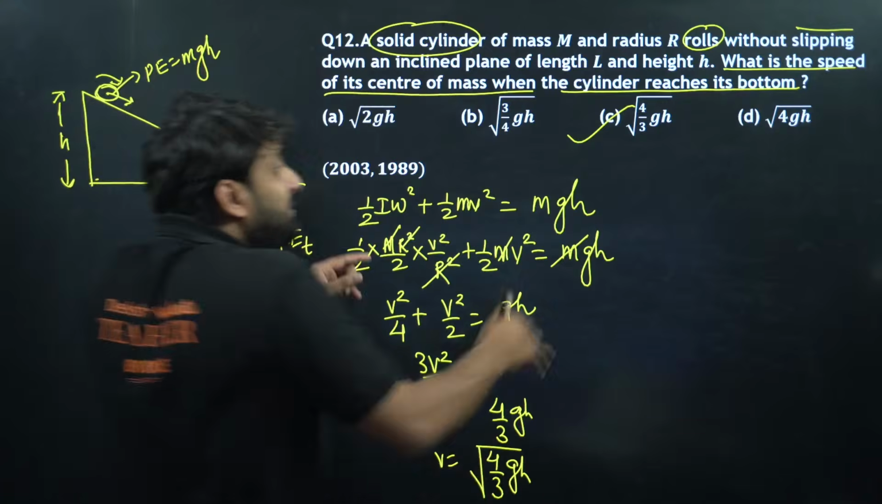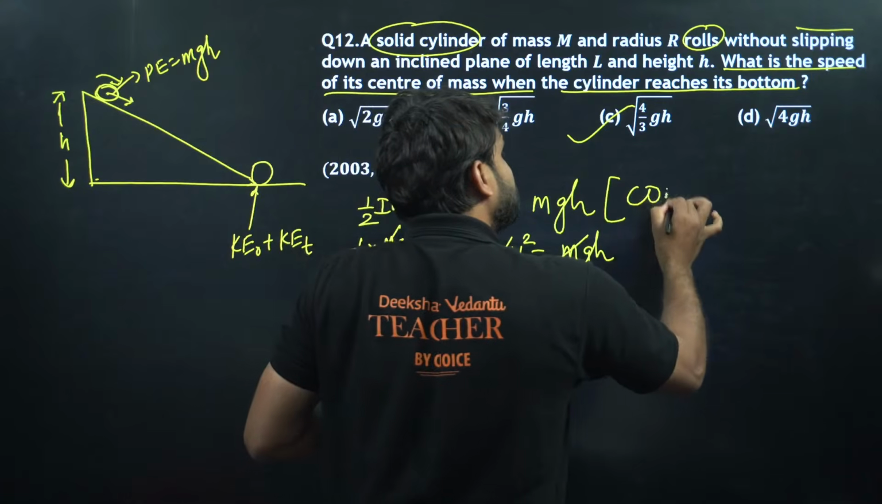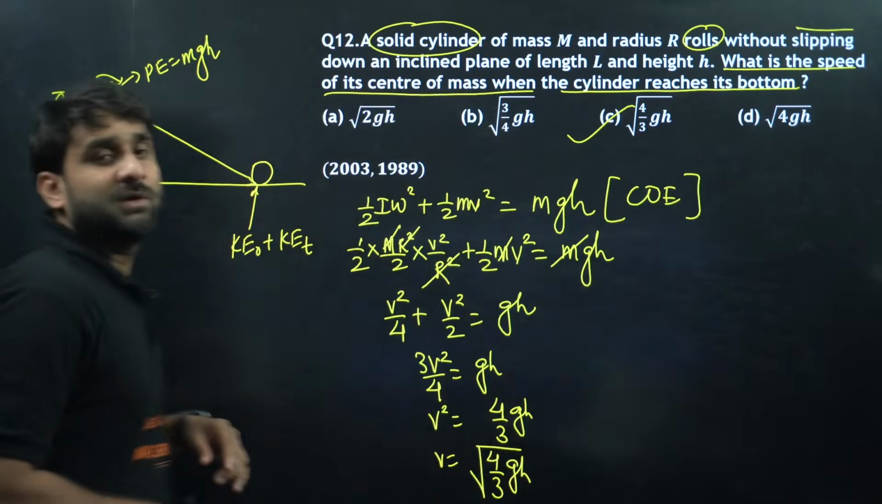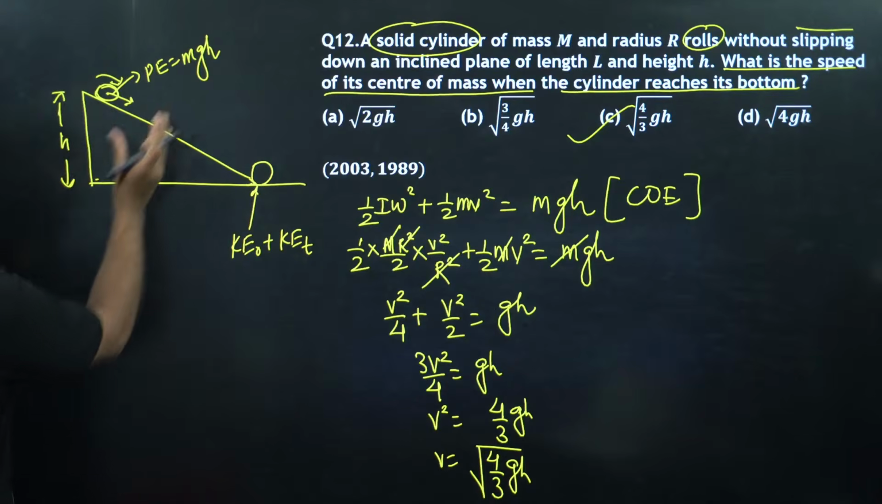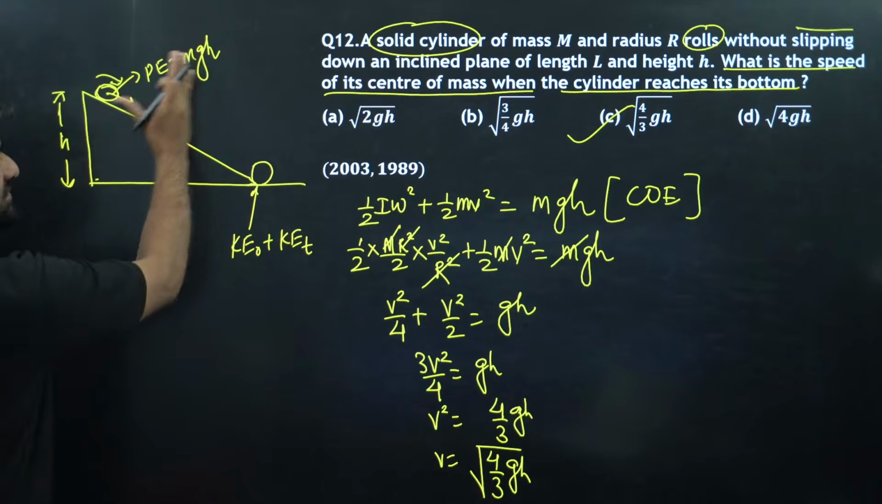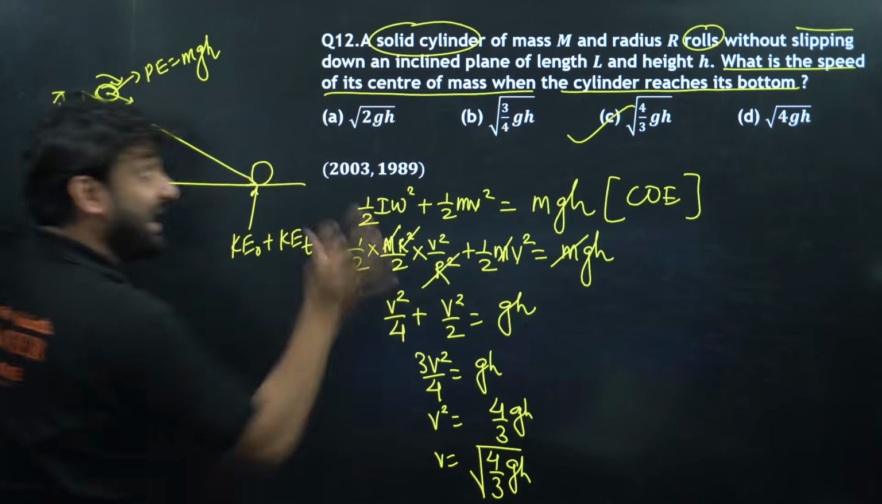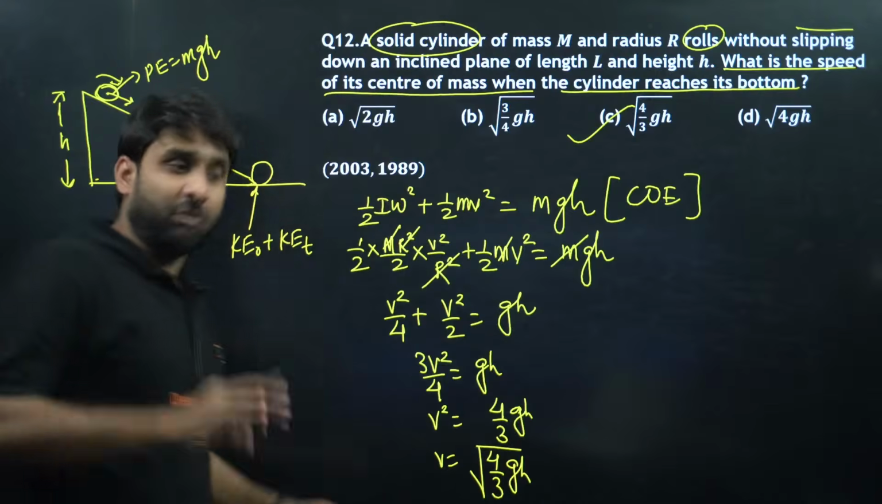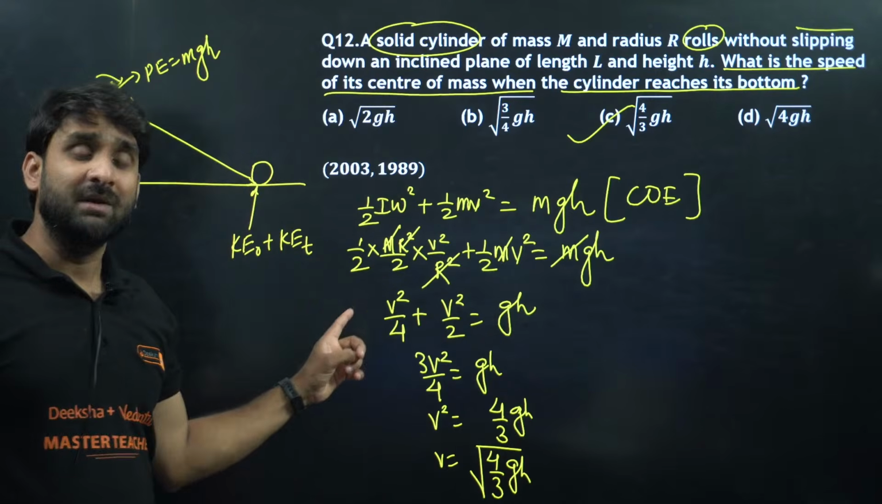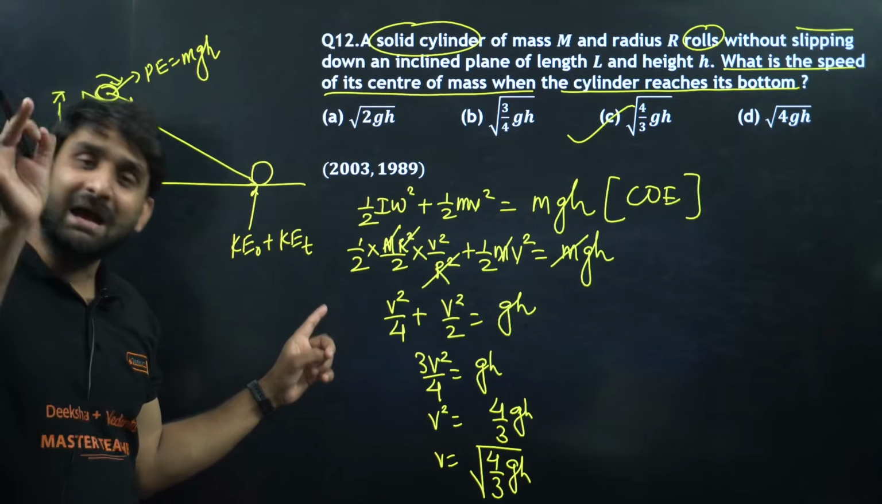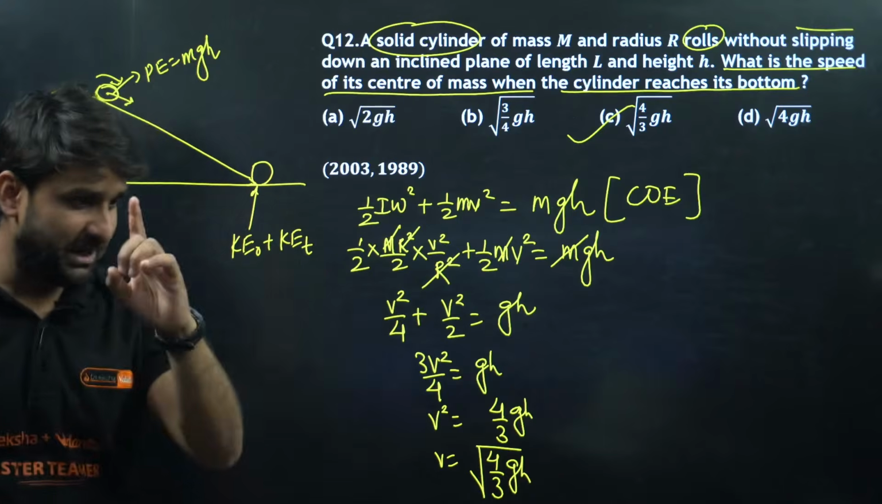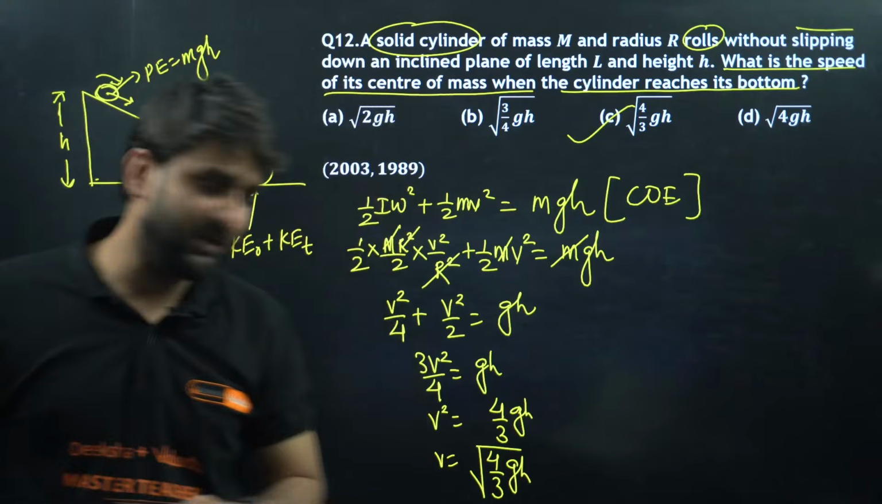So I have solved this question just on conservation of energy. When the cylinder was at the highest point, it had only potential energy due to height, and this potential energy will change into kinetic energy. And as the body is rolling, it will have rotational kinetic energy as well as translational kinetic energy. I hope this is clear to you all. Tell me, everyone, is it clear to all?